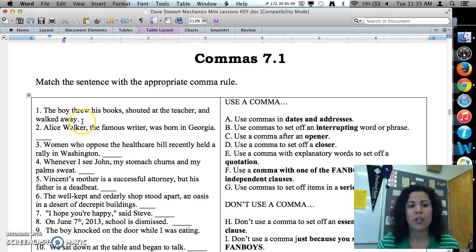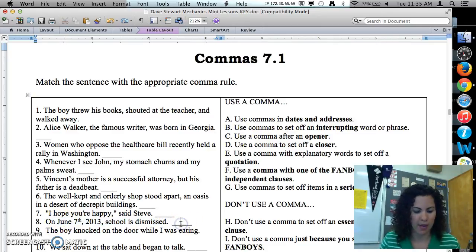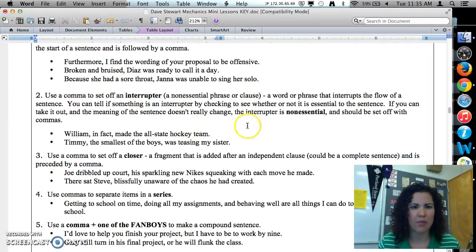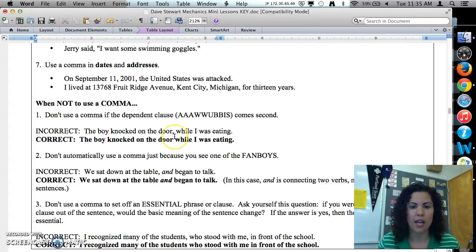So I'll do a few with you here, and I go backwards because, I don't know, test taking strategies. So here, dates and addresses. I look for a date and address. Oh, look, there's one there. Great, that's my A. Use commas to set off interrupters, words, or phrases. I can go up and go, what's an interrupter again? Oh yeah, an interrupter is a thing in the middle with two commas on either side.